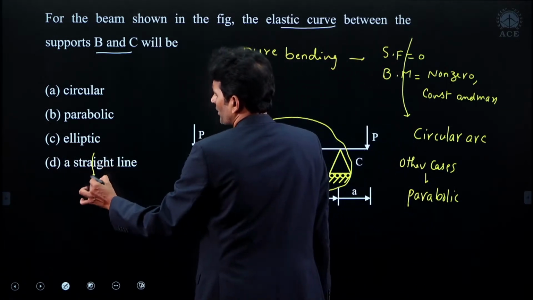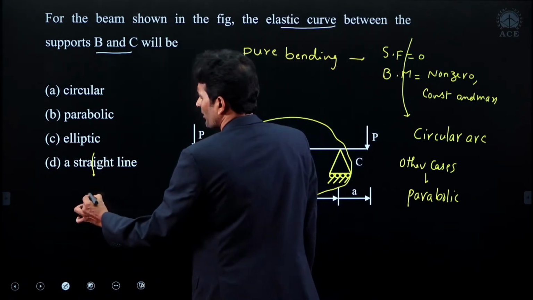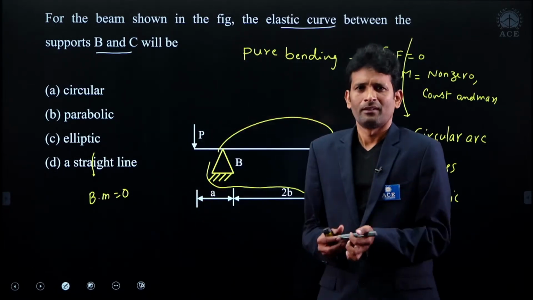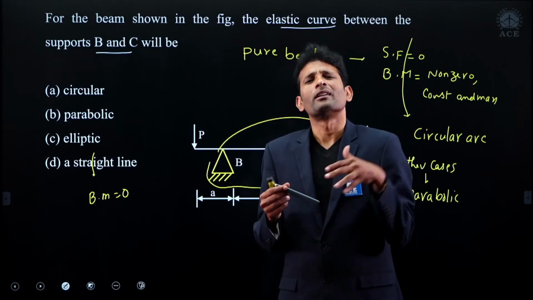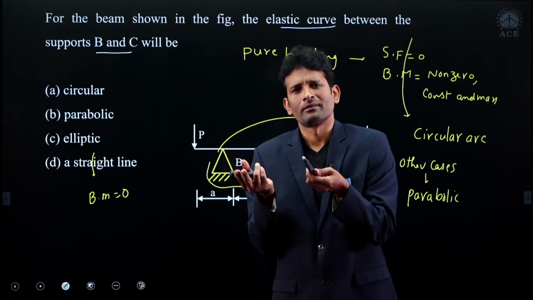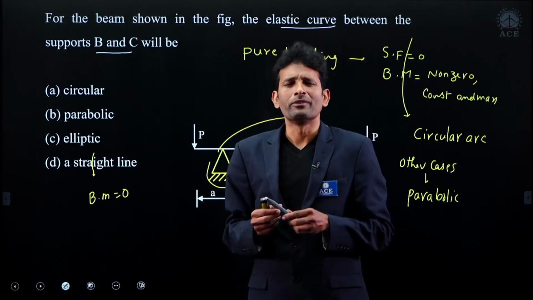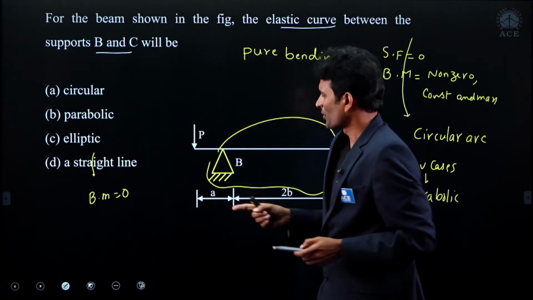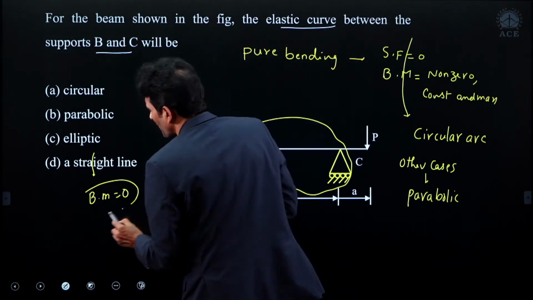ఎలాస్టిక్ కర్వ్ స్ట్రైట్ లైన్ ఎప్పుడు ఉంటుందండి? ఇఫ్ ద బెండింగ్ మూమెంట్ ఈజ్ 0. If the bending moment is 0, then that indicates the longitudinal axis doesn't get deflected. Obviously, it's a straight line. Before bending and after bending, longitudinal axis remains in straight position. So straight line ఎప్పుడు వస్తుంది నాకు? When the bending moment is 0.